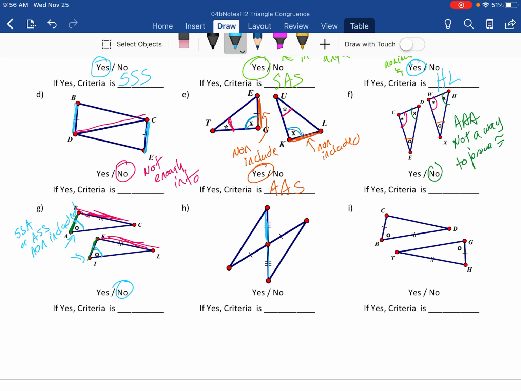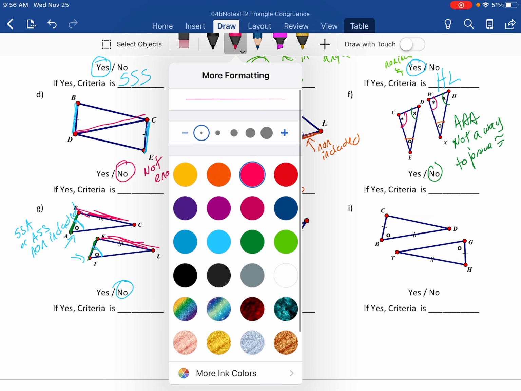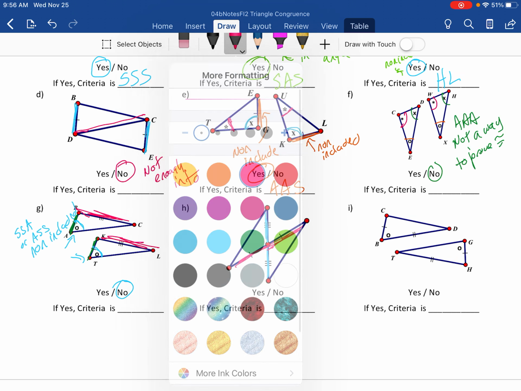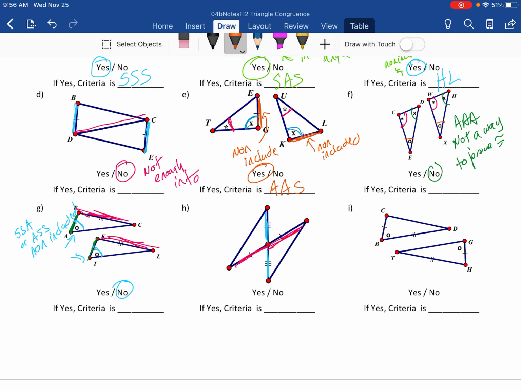For this one, again, you kind of see that there are only two parts, but you realize there is something else that you need to know. And we'll do more of this next class. But this angle is congruent to this angle. So this is going to be yes by side, angle, side.